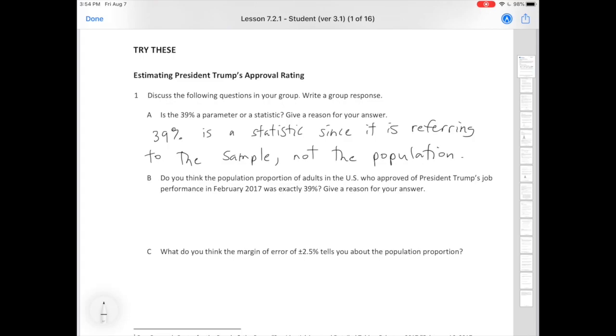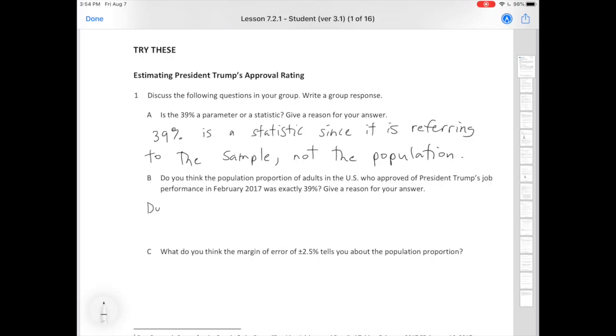Okay. All right. Do you think the population proportion of adults in the U.S. who approved of President Trump's job performance in February 2017 was exactly 39%? Give a reason for your answer. Well, let's think about this, right? If you take a sample of people and it gives you a particular percent, we would expect that the real answer is close to that, but we don't necessarily think that it's exact, right?